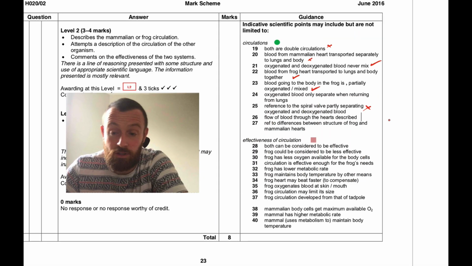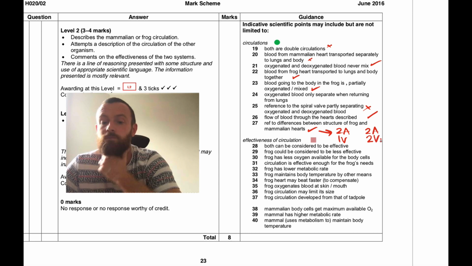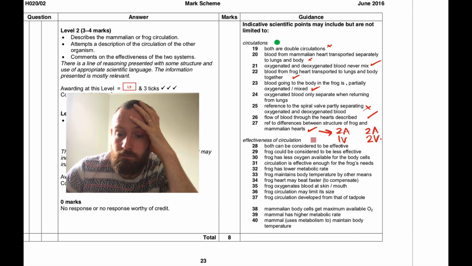Flow of blood through the heart described. I think I did do that. Reference to differences between structure of frog and mammalian hearts. Yeah, I did do that because remember I talked about they both have 2 atriums, but the frog has 1 ventricle, whereas the mammalian has 2 atriums and 2 ventricles. Effectiveness of circulation. Frog could be considered to be less effective. Yes, we've said that. Frog has less available oxygen for body cells. Yes, I've said that. Circulation is effective enough for the frog's needs.